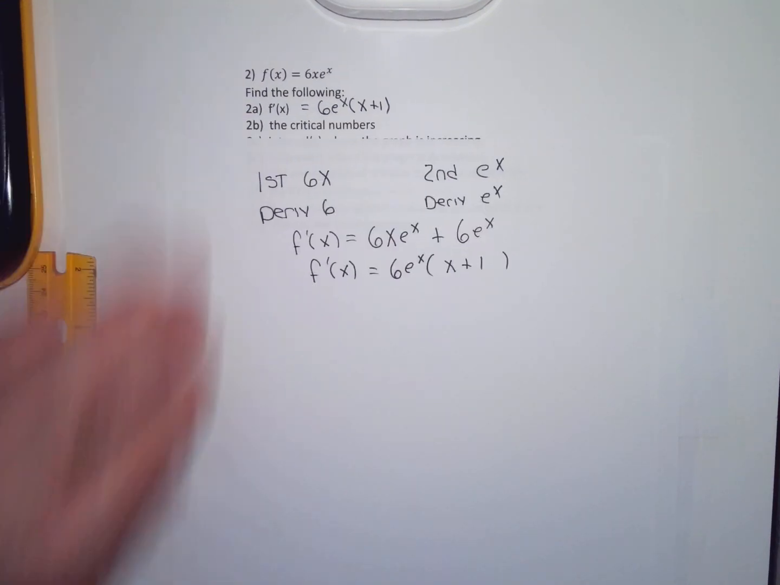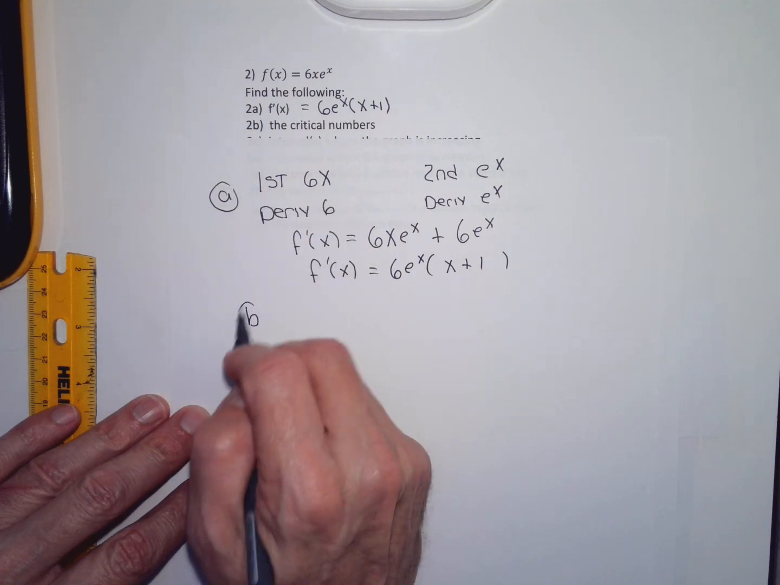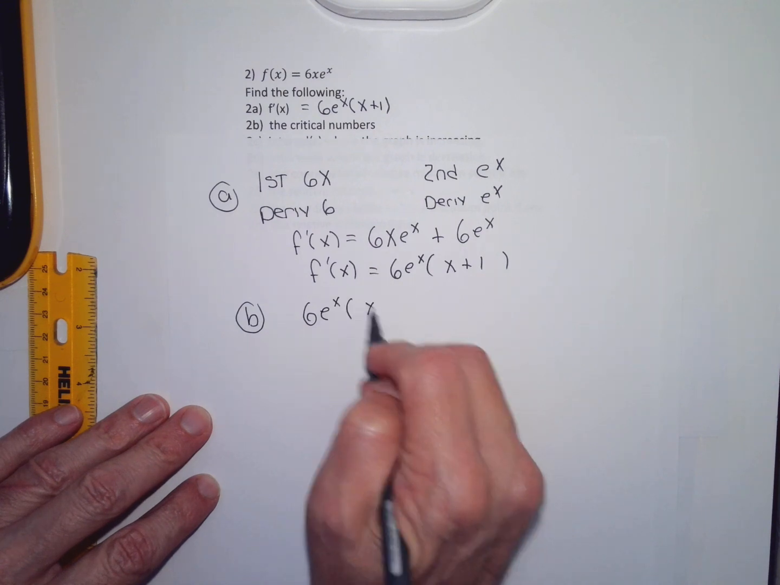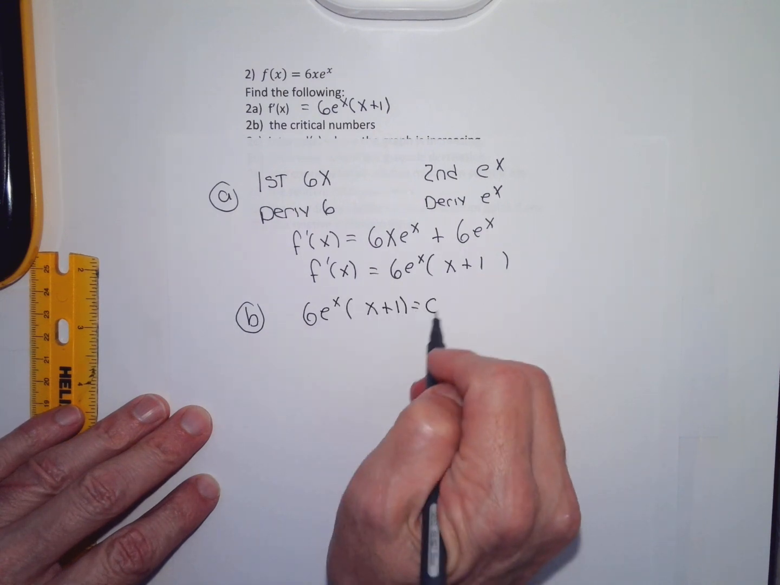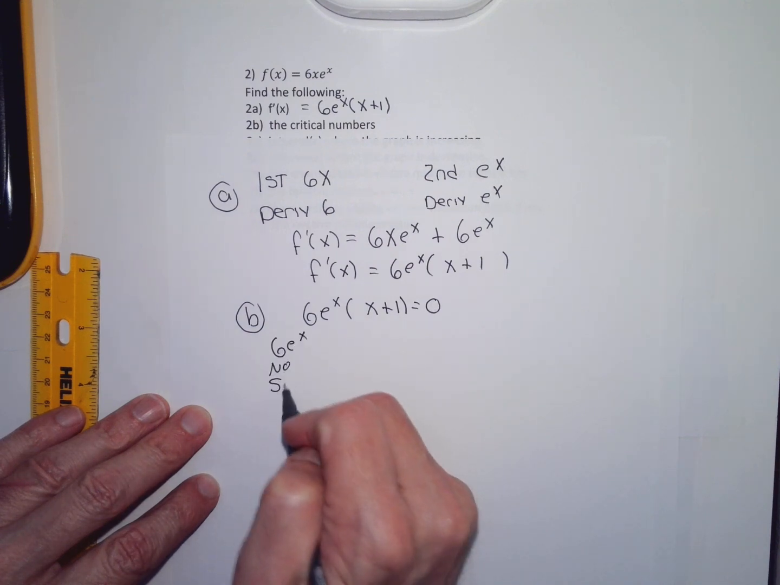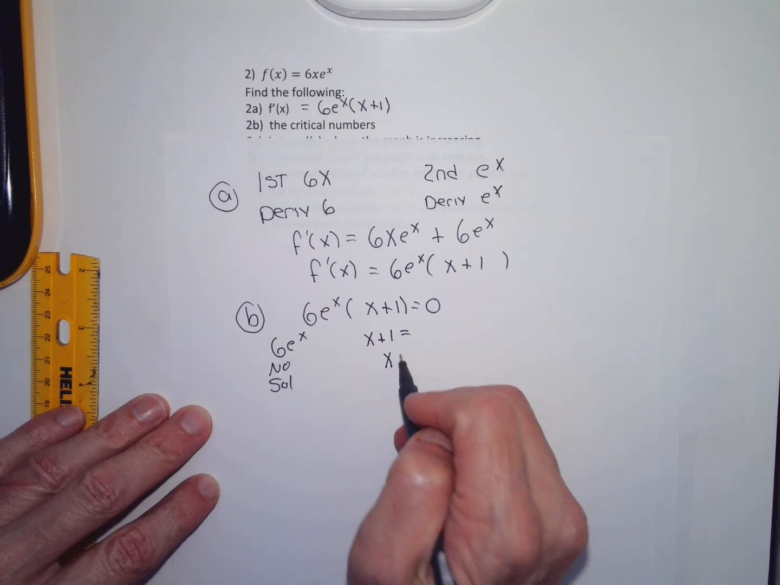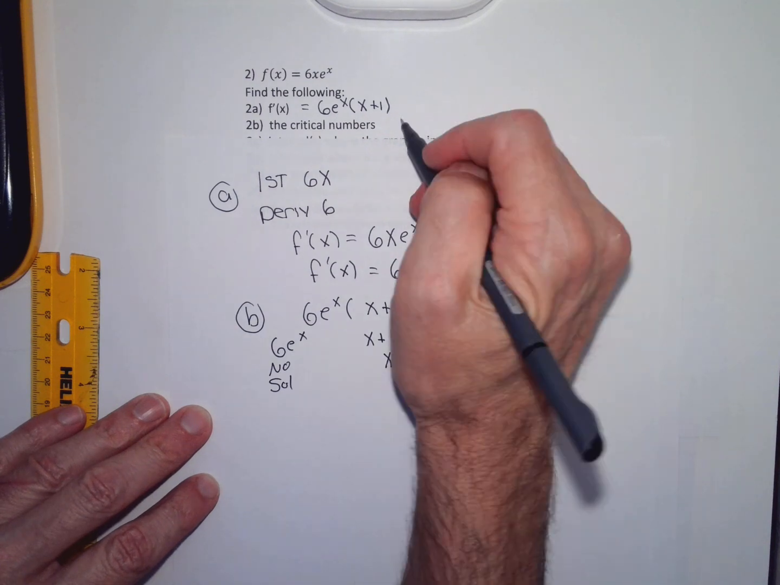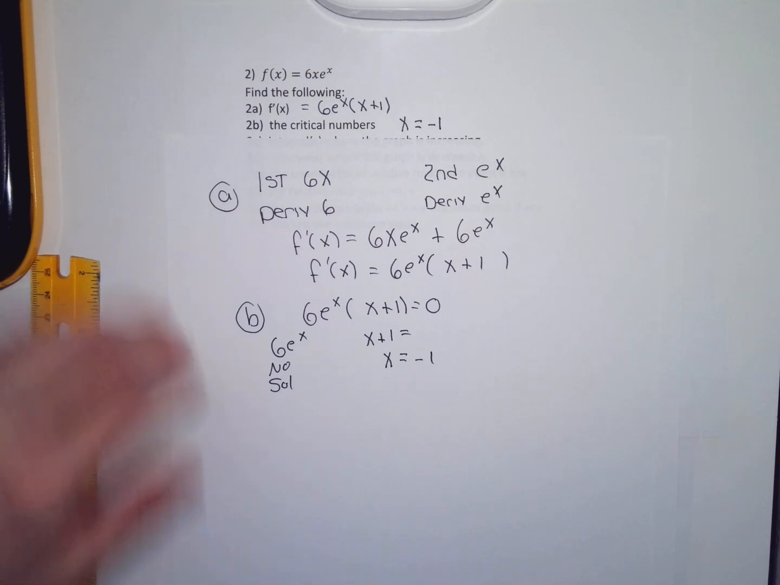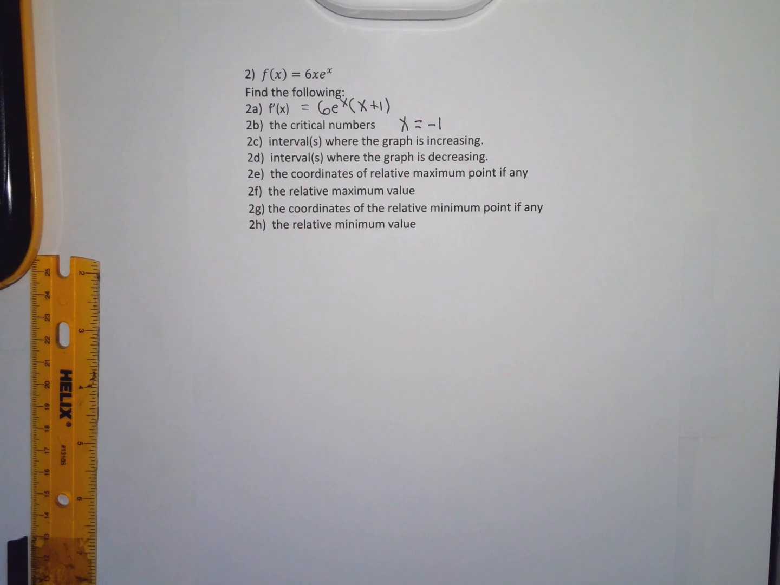Part B wants me to find the critical numbers. So this was part A. For part B, I just set the derivative equal to 0. Goes 6e to the x times x plus 1 equals 0. If you set the 6e to the x equal to 0, you don't get a solution. When you set x plus 1 equal to 0, you subtract 1 from both sides and get x equal to -1. That's going to be the only critical number. Now, to do everything else, the increasing, decreasing, minimum, and maximum, I need to do one giant computation.